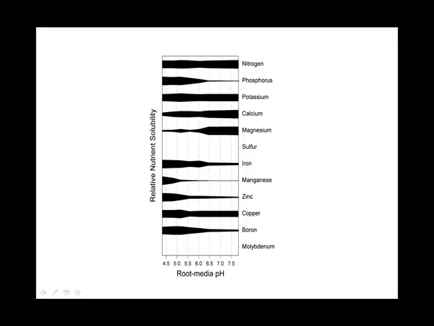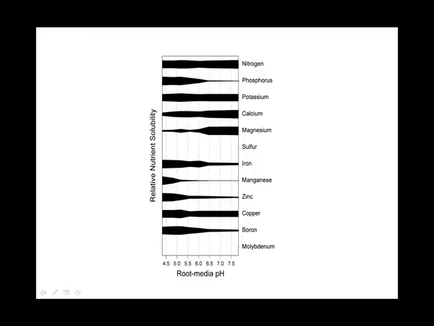And if we look at calcium and magnesium in this graph, it's somewhat misleading. The solubility of those nutrients actually goes down, but the amount of calcium and magnesium that were measured in the experiment went up with increasing pH.